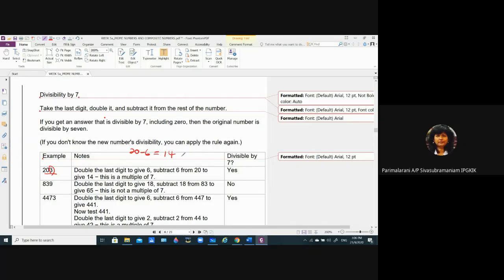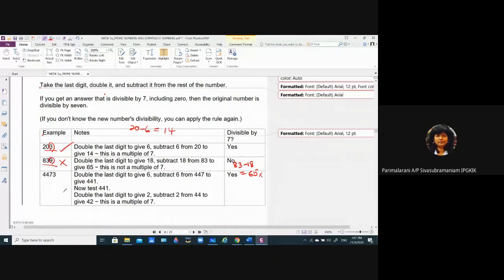Can this number divide by 7? Yes. Because this number can divide by 7, this whole number can divide by 7. 839. Look at the last digit. The last digit is 9. So 9 multiplied by 2 is 18. So the number that is remaining here is 83. So 83 minus 18 will give you 65. Can you divide 65 by 7? No, we cannot divide 65 by 7. Therefore, this number cannot be divided by 7.